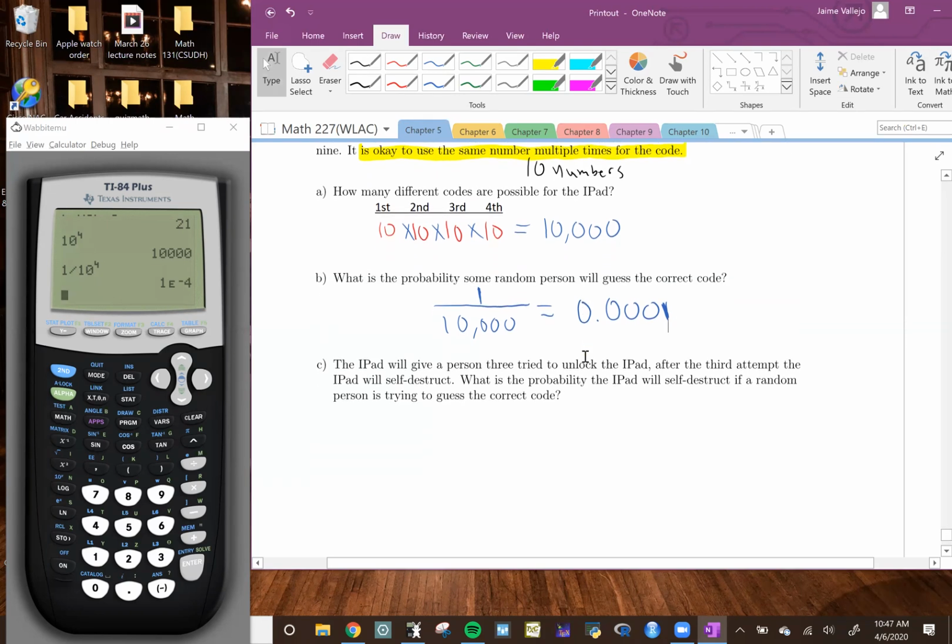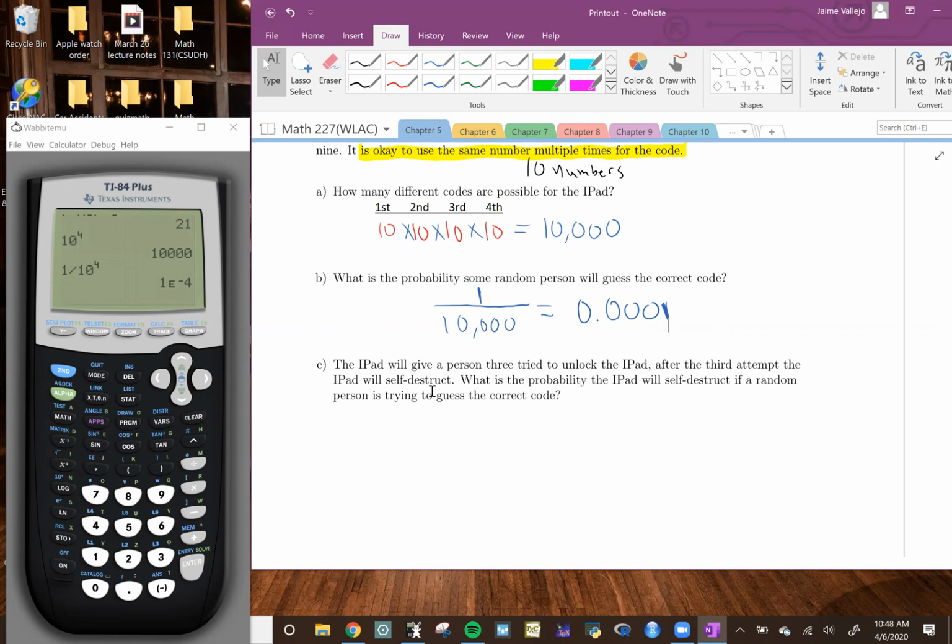Nope. All right. So this is where C comes about, and this is where you want to use the multiplication rule. For this one, it said the iPad will give a person 3 tries to unlock the iPad. After the third attempt, the iPad will self-destruct. So it said, what is the probability the iPad will self-destruct if a random person is trying to guess the correct code? So for this one, would it self-destruct if they guess the correct password, or would it self-destruct if they get the incorrect password?